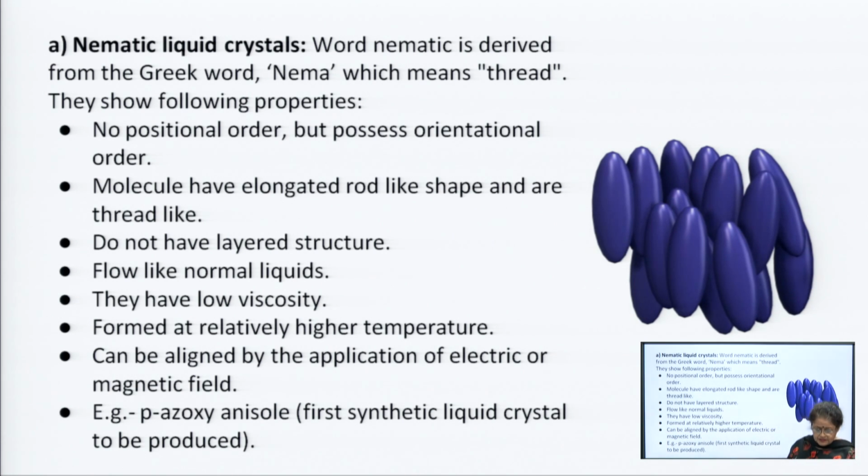So, the nematic liquid crystals, what kind of a structure do they have? A thread like structure. So, if I have to draw a cross sectional view of a nematic liquid crystal, the long axis of the unit cell may appear like this in the cross sectional view. So, this is nematic liquid crystal.